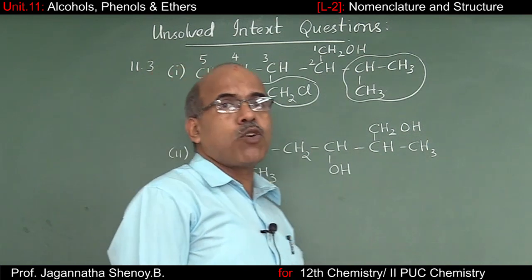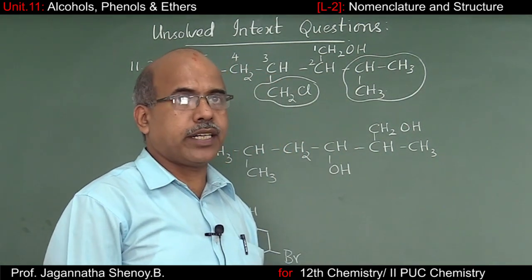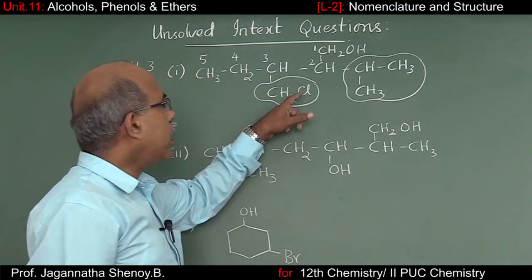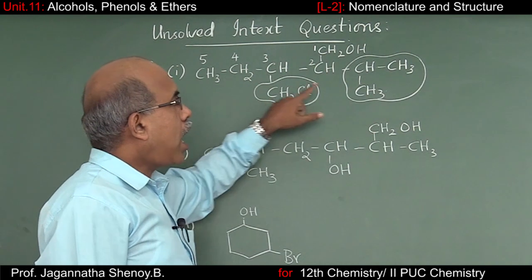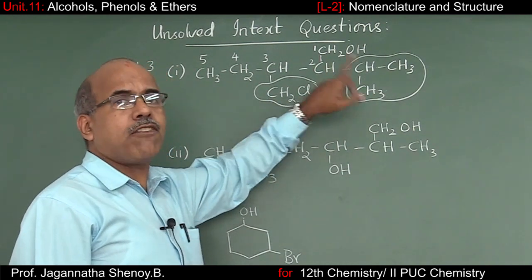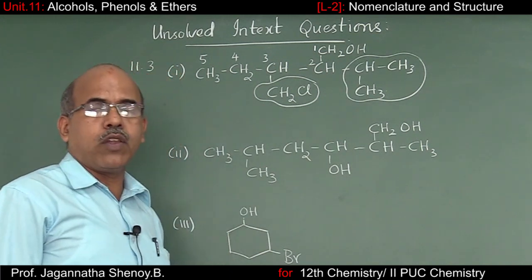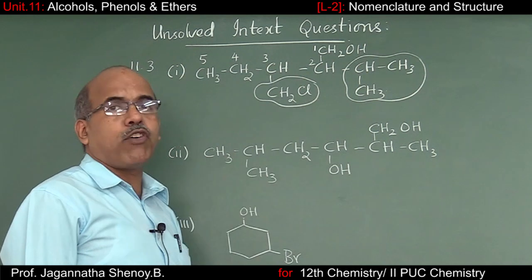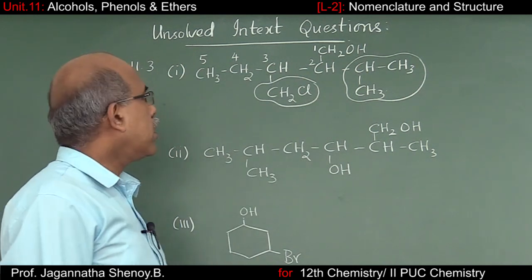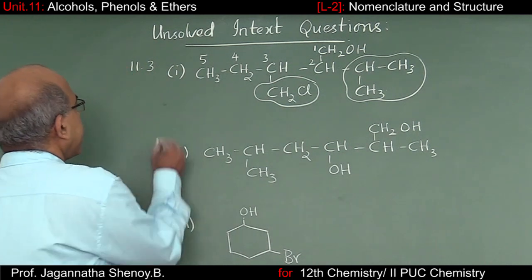I of isopropyl, we have to consider for alphabetical order. So here we have a chloromethyl, C of chloromethyl. I'll compare it with I of isopropyl. So according to alphabetical order rule, which one should come first? Chloromethyl should come before isopropyl. So where do we have chloromethyl group? On the third carbon atom.